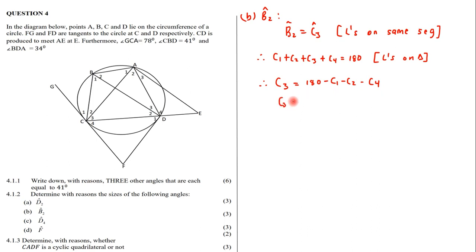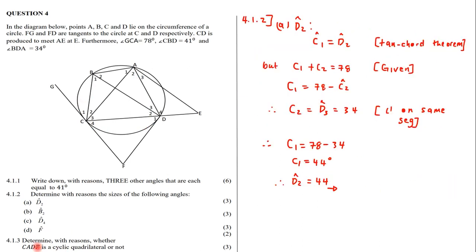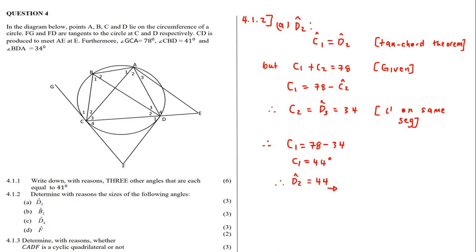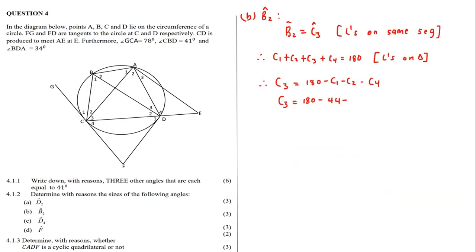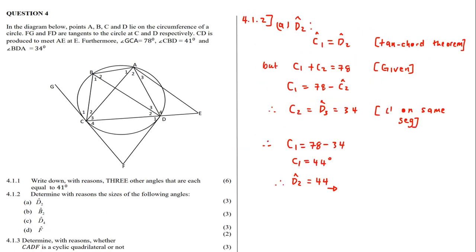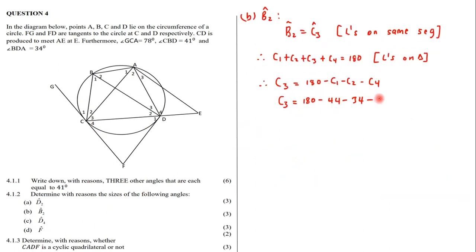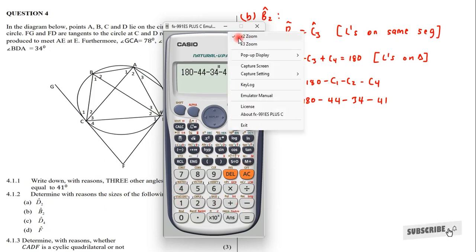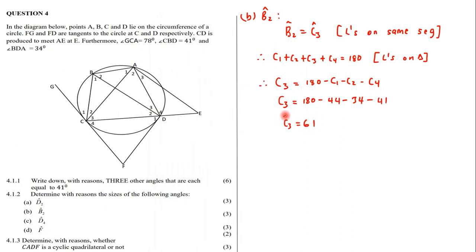All right, so C3 will be 180 minus C1, which was 44, minus C2. Remember, C2 was 34, and then C4, I think it was 41. Yes, it was 41. Then we're just going to press all of that into our calculator. 180 minus 44 minus 34 minus 41 gives us 61. So C3 is 61.